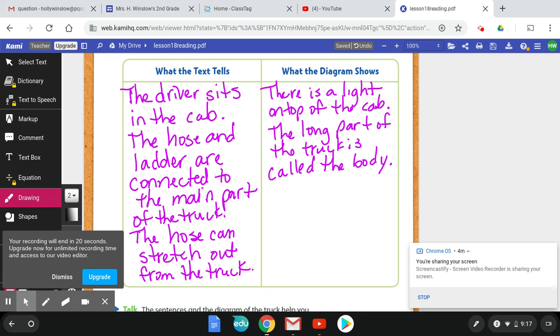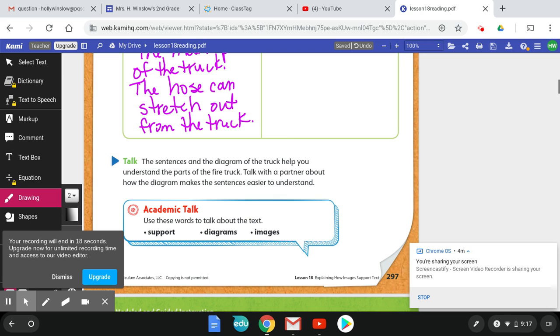All right, I'm going to stop there for today. And I just want you to kind of look at the talk. The sentences in the diagram of the truck help you understand the parts of the fire truck. Talk with a partner or talk aloud on how the diagram makes the sentences easier to understand. How do you see it?